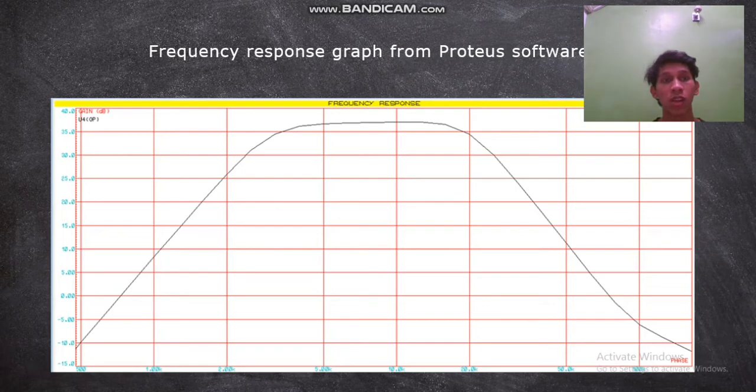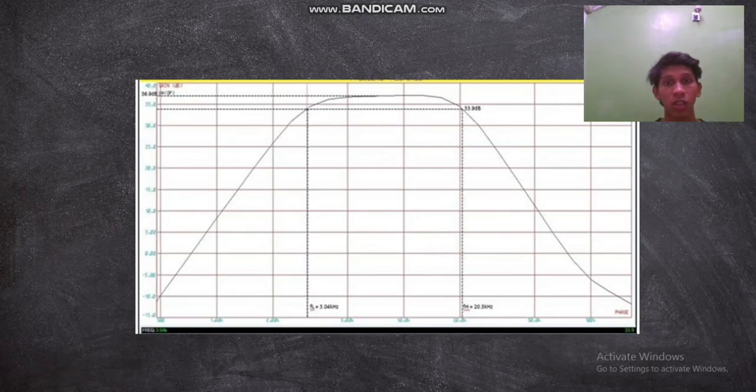For my part, for the simulation, this is the output from the frequency response graph from the Proteus software that we use. As you can see, this is the simulation we get. This is the bandwidth, with the high cutoff frequency and the low cutoff. The dB in the simulation we got is 36.9 dB, which is our mid gain of 70.